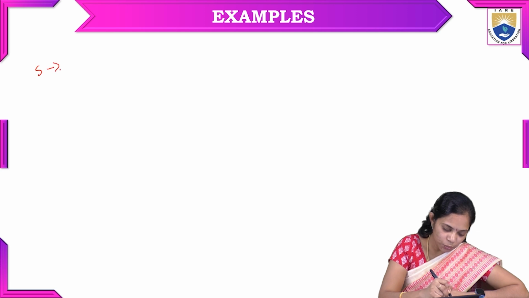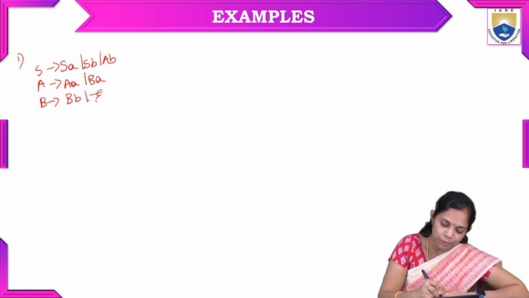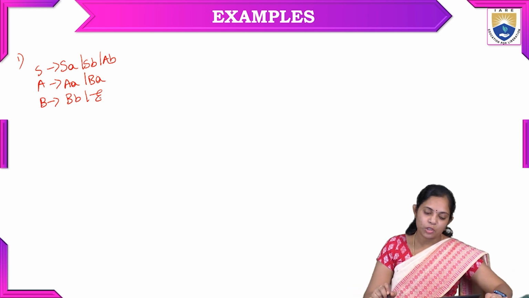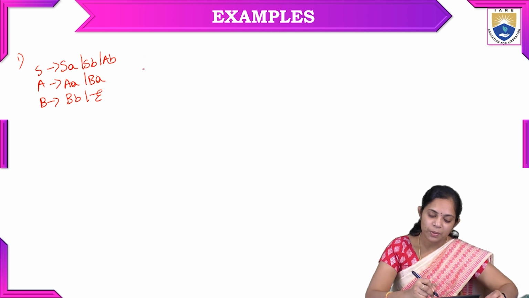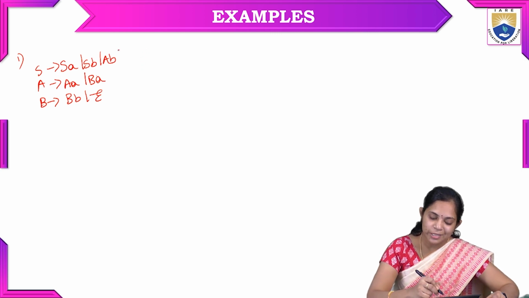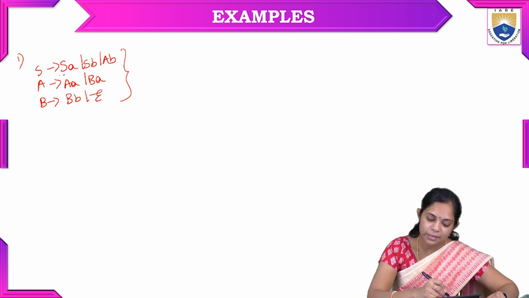So S tends to AS, SB, AB, and A tends to AS, AB, A, and here one more production, B tends to B, B, and epsilon. So here the production rules also contain the epsilon symbol. And here, what is the first step we have to do? With these production rules we can say that these are all left linear grammar.